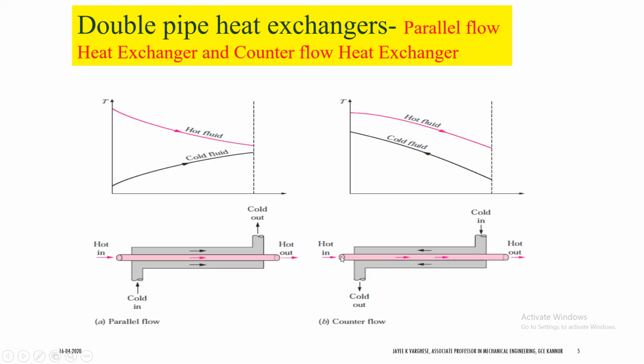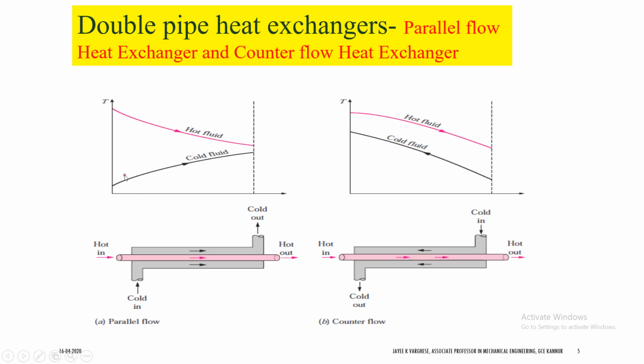So here we can see that the hot fluid enters at the left end of the inner tube and leaves at the right end, whereas cold fluid enters at the right end and flows in the opposite direction and leaves at the left end. So here we can see that the arrow shows the directions. This is the hot flow direction and the black arrow shows the cold flow directions.